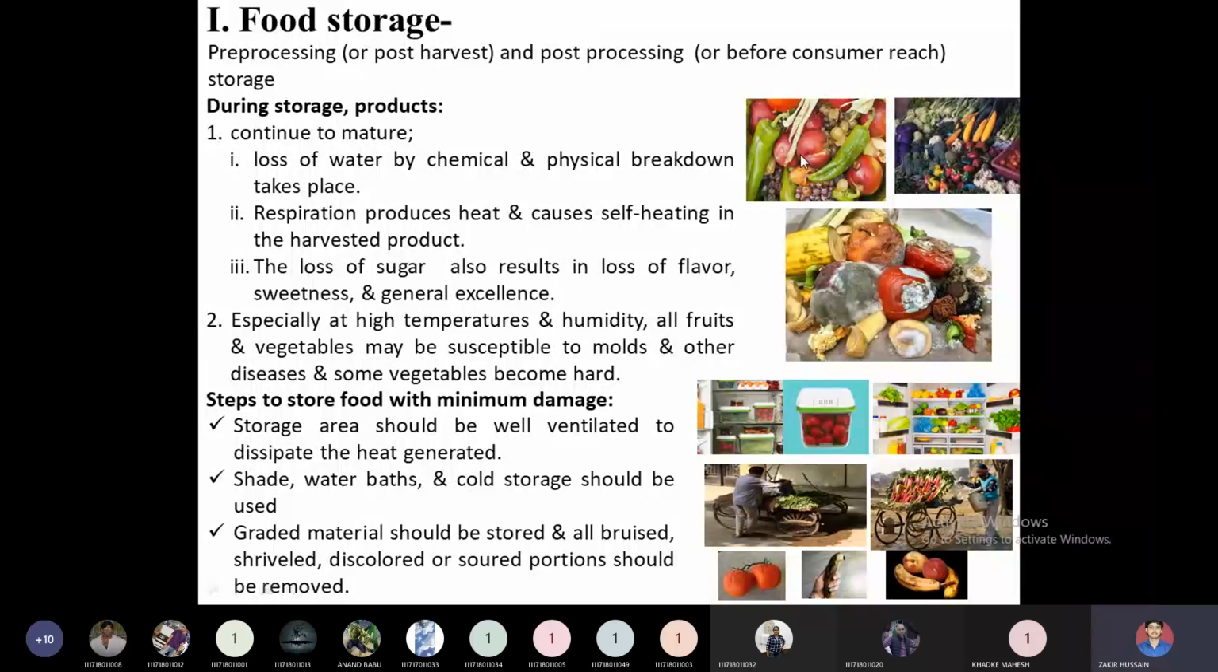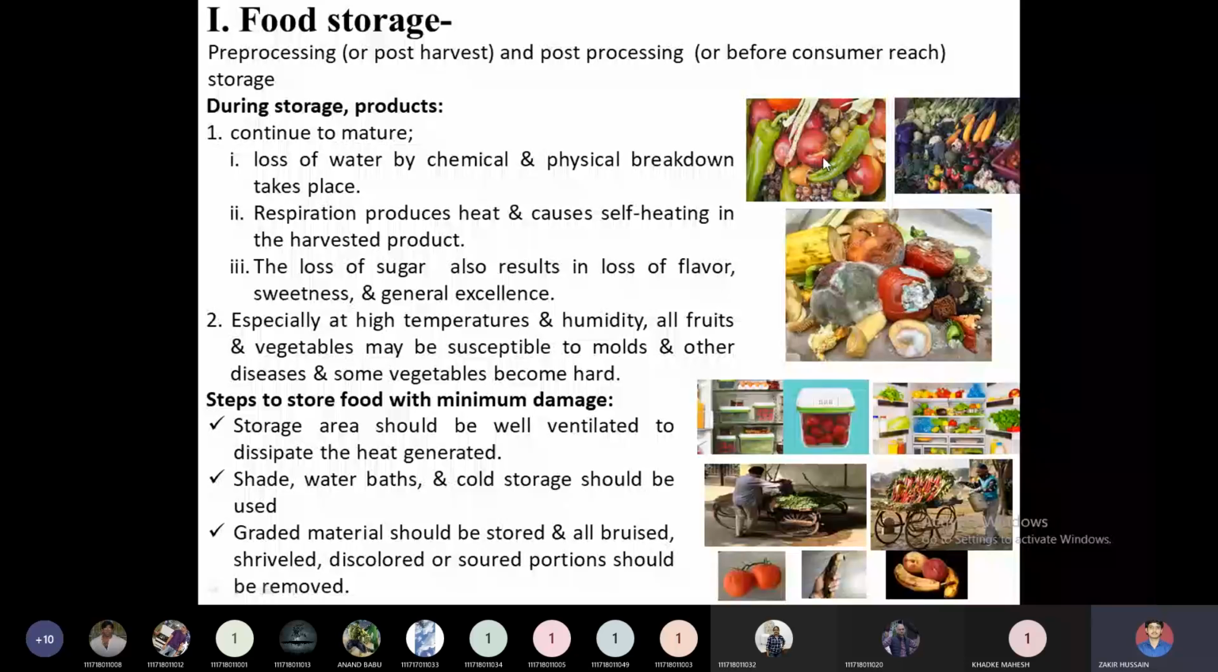That's why we ask the vendor whether these fruits are fresh or not, whether these vegetables are fresh or not. If the vegetables are fresh, their natural flavors will be there, natural sugars will be available, natural sweetening characteristics will be available, natural excellence will be available in that fruit or vegetable. If it is not fresh, all this mechanism will take place. A lot of loss of water due to respiration, heat will be produced, that fruit or vegetable will be degraded, its flavor will be lost.